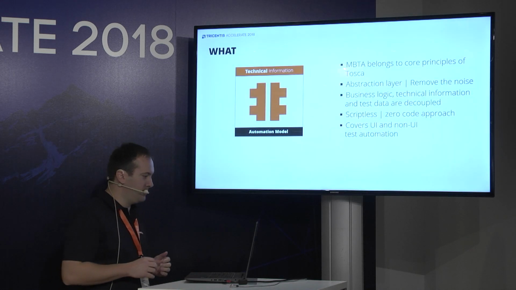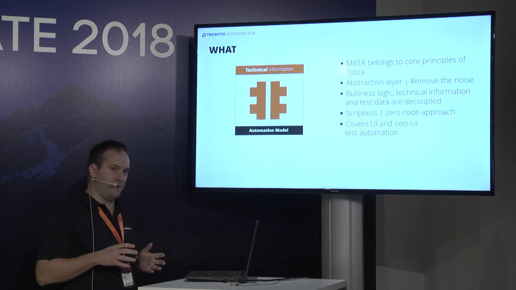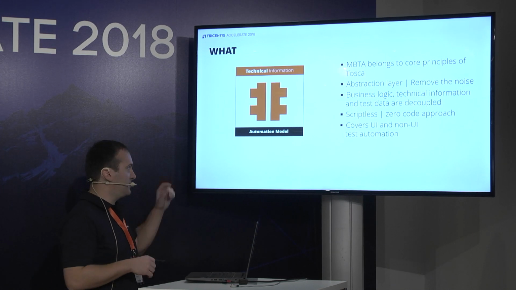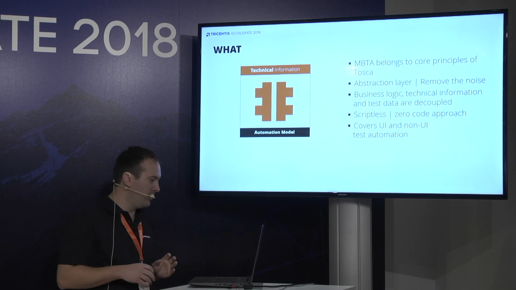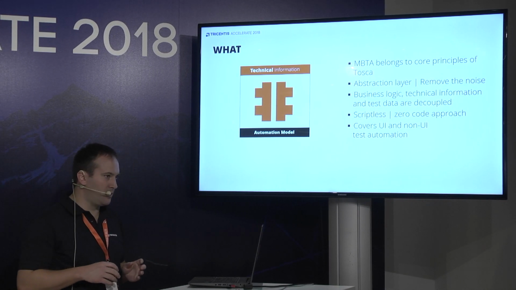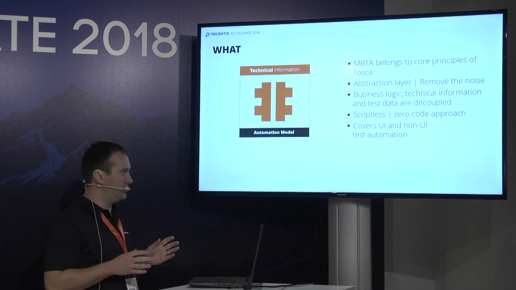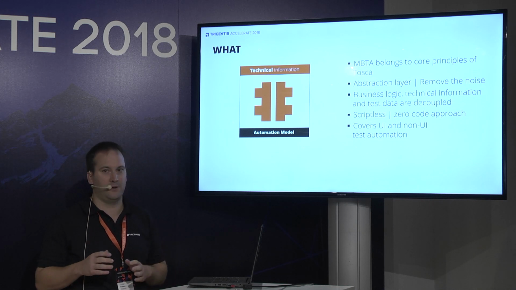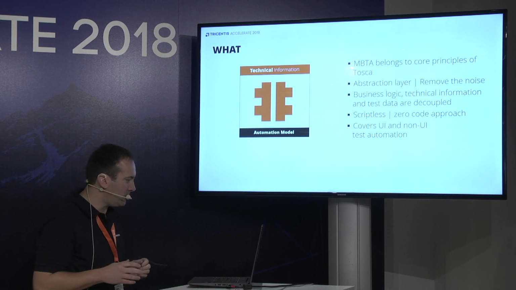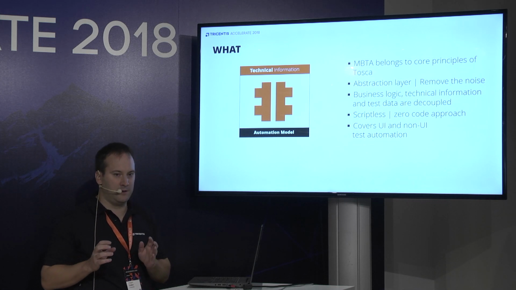So to answer the what, let's define what a model is. We can see the symbol here, the symbol in Tosca of a model. You can define the orange section for the one we know, the Tosca. And it contains technical information about the system under test. So that's the link between the test case and the system under test.